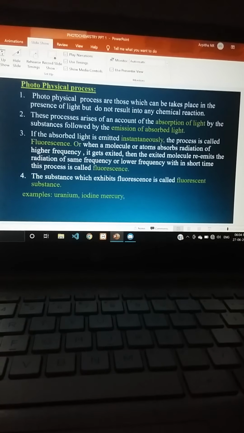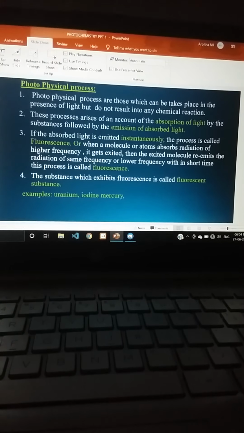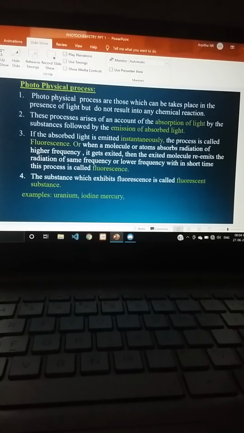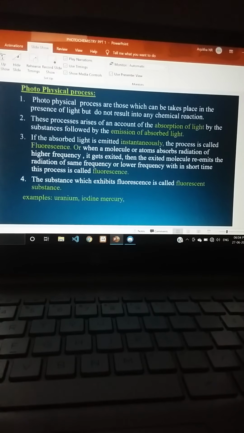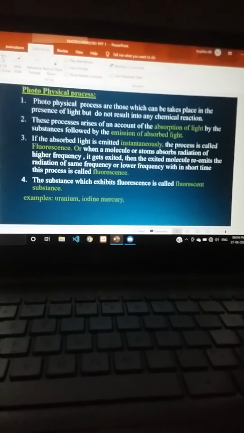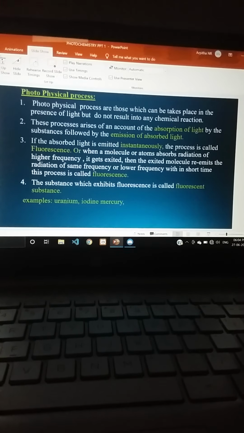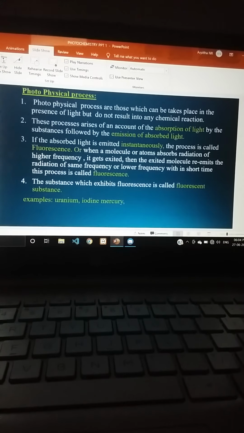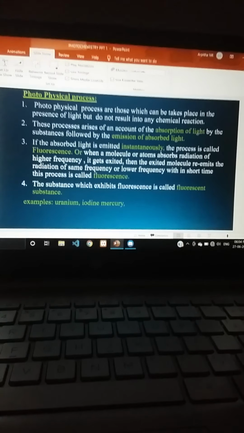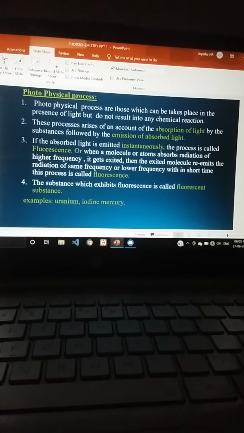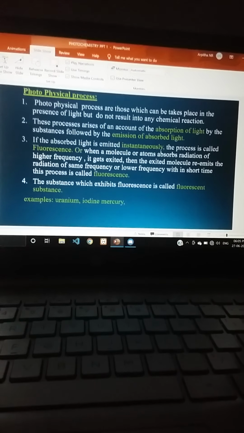Fluorescence is defined as when the absorbed light is emitted instantaneously, then it is called fluorescence. Or it is also defined as, suppose a molecule or atom absorbs a certain amount of radiation of higher frequency, it gets excited. Then the excited molecule after some time re-emits the radiation of same frequency within a short time. Then it is called fluorescence.